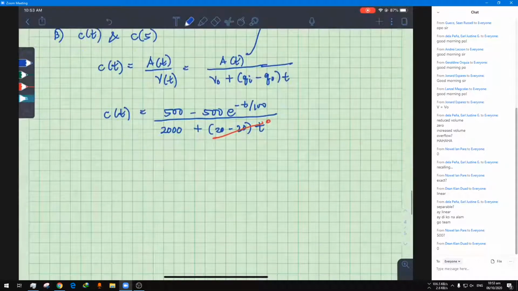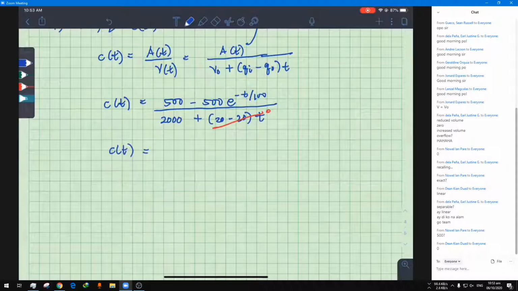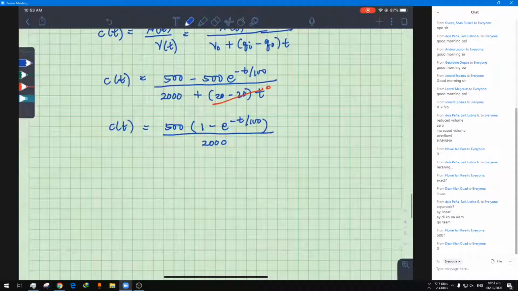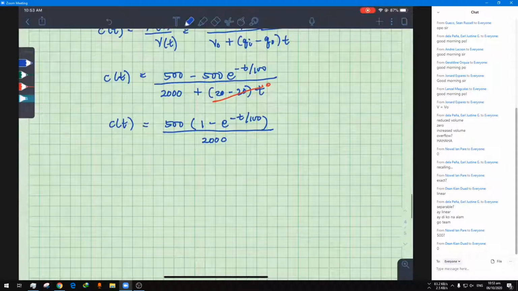So C of t then. Factor out ko si 500. So that would be 500 times 1 minus e raised to negative t all over 100, divided by 2,000. Or just simply C of t would be 1 minus e raised to negative t all over 100, divided by 4.